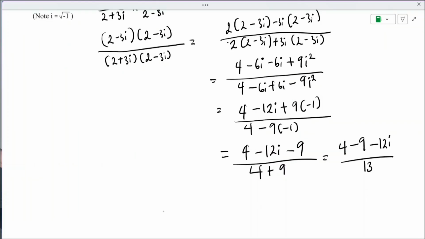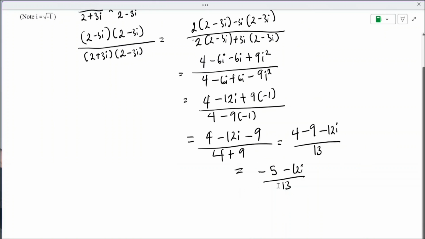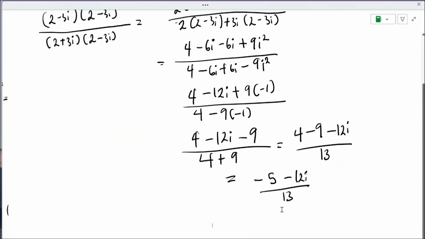On the next line, we have 4 minus 9. You have 4, you are owing 9. What you owe is more than what you have. If you pay the 4 you have from the 9 you owe, you still be owing 5. So here you have minus 5 minus 12i over 13. This is not our final answer. We've gotten to this point. Now, you have a real number for your denominator.